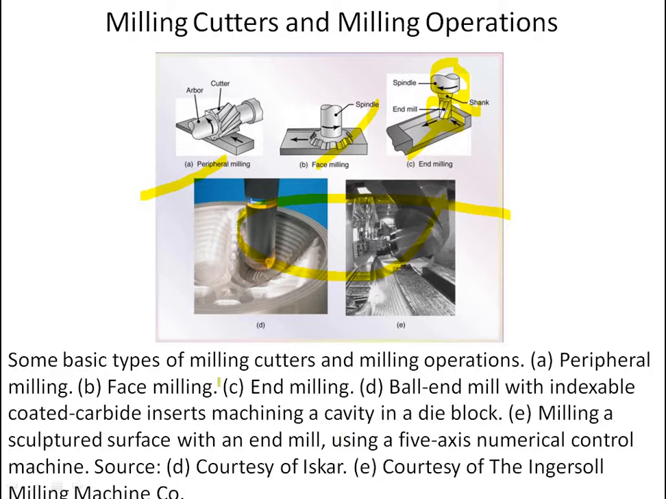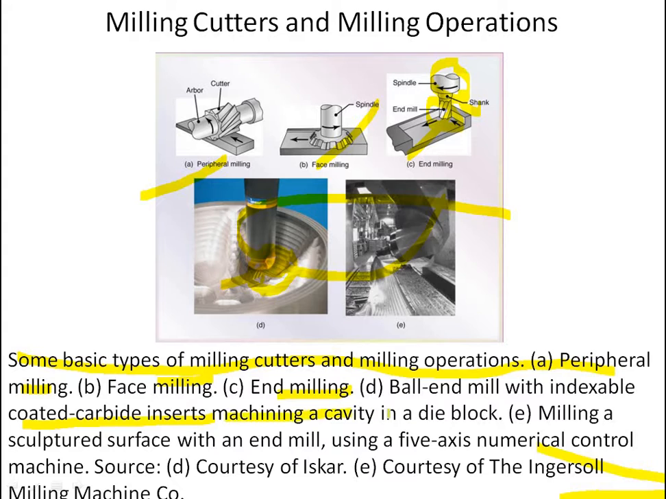These are some basic types of milling cutters and milling operations. Peripheral milling, second one is face milling, third one is end milling, and D1 is a ball end mill with indexable coated carbide inserts. This is the insert. You all can see what I am marking or circling is nothing but an insert. It will be in a triangular shape.